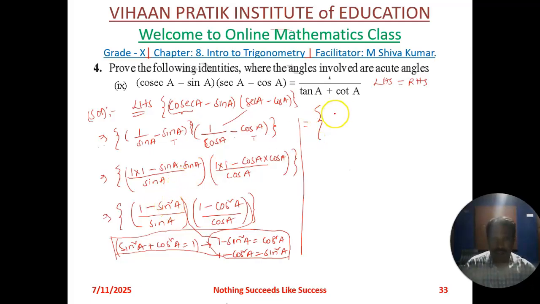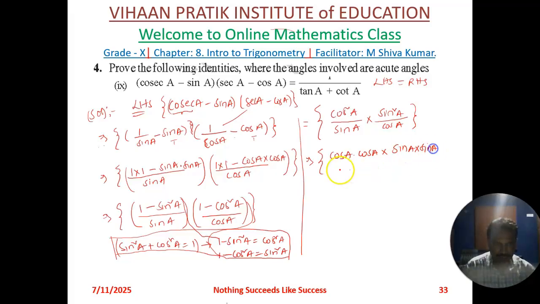Now we know that, 1 minus sin square A is written as cos square A. Denominator is sin A. In between you have multiplication sign. 1 minus cos square A is sin square A. Denominator is cos A, which will equal to, numerator we can write cos square A as cos A into cos A, into sin square A as sin A into sin A, divided by, denominator is sin A cos A.